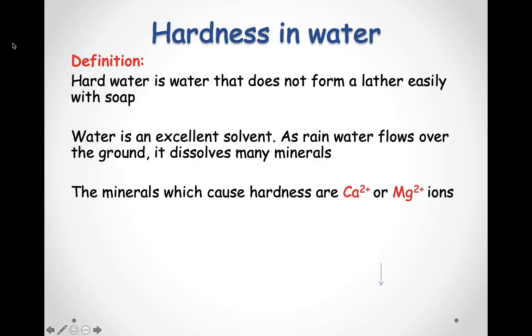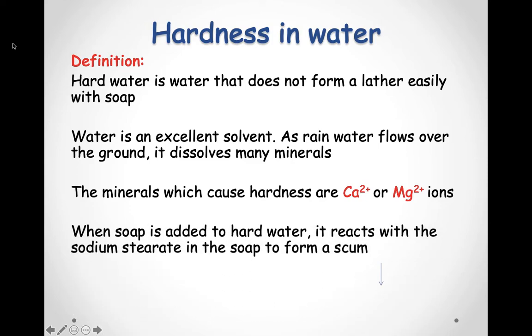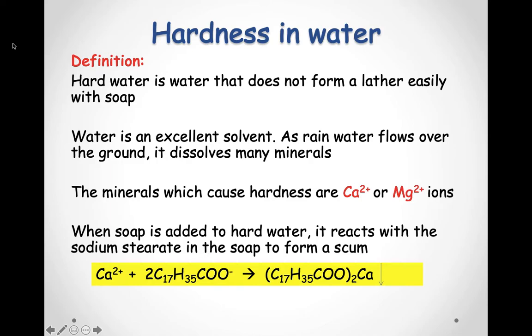How do they cause hardness then? Well, when hard water reacts with soap, the sodium stearate in the soap reacts with the calcium 2+ ions or the magnesium 2+ ions, and that's what forms a scum. Now, the scum really is a kind of greyish precipitate of insoluble calcium stearate.